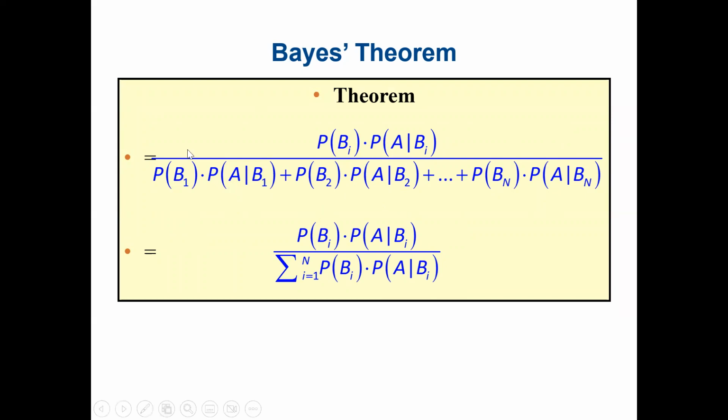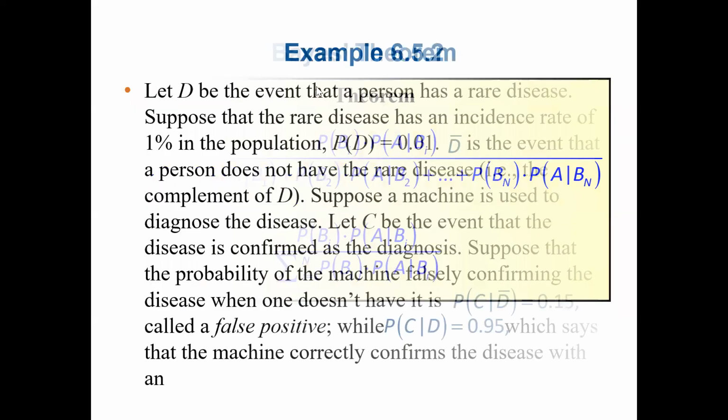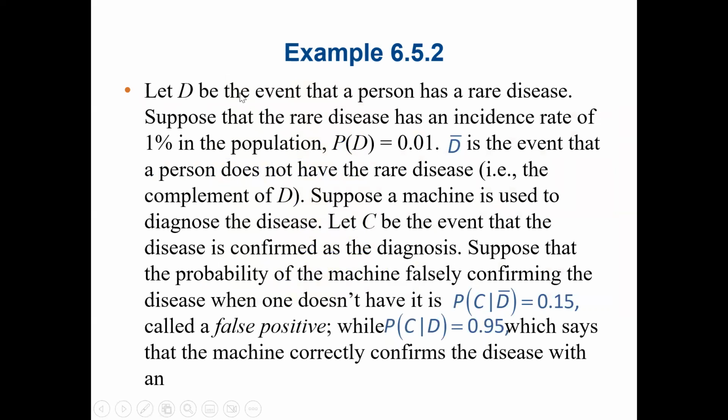So that's the whole concept of Bayes' theorem. Now let's see one example here. Let D be the event that a person has a rare disease. So suppose that the rare disease has an incidence rate of 1% in the population, which means probability of D is 0.01, which is probability of the complement of D will be 0.99. So D bar is the event that a person does not have the rare disease. So if D is 0.01, then complement of D will be 0.99.